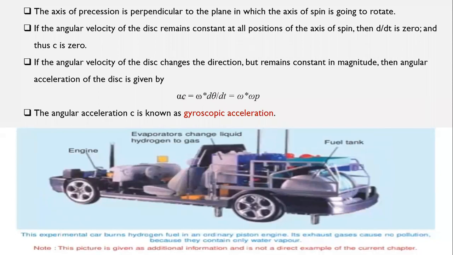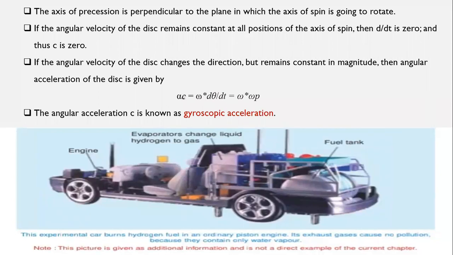Next, the axis of precession is perpendicular to the plane in which the axis of spin is going to rotate. Considering the disk and the solid shaft of the axis of spin, the two components are perpendicular to each other, because the disc is rotating about the axis of spin, but the shaft is rotating in the direction of precession. That is the basic difference between the two.